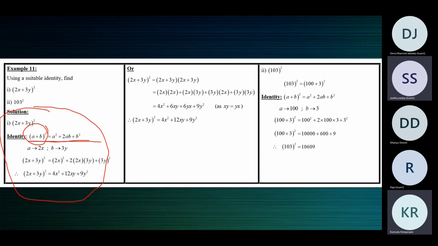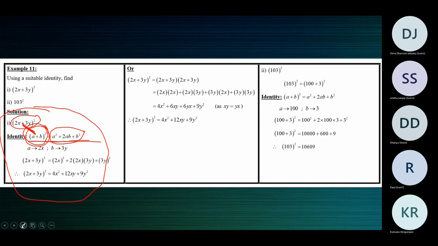Yes, ma'am. First step is to identify the correct identity. How to identify the correct identity? Look at the question: something plus something the whole square. So this one is also like that, a plus b the whole square. So the question looks like this. That means our answer should look like this, wherein a is 2x and b is 3y.